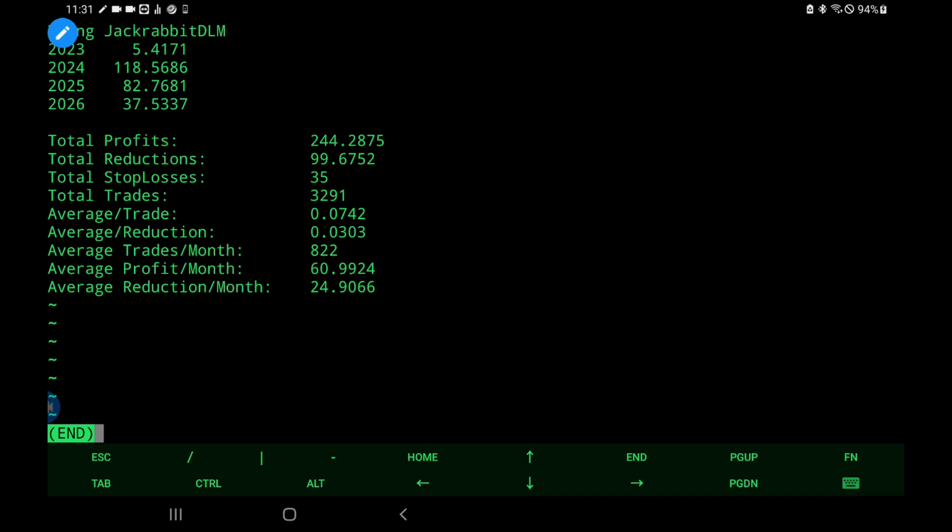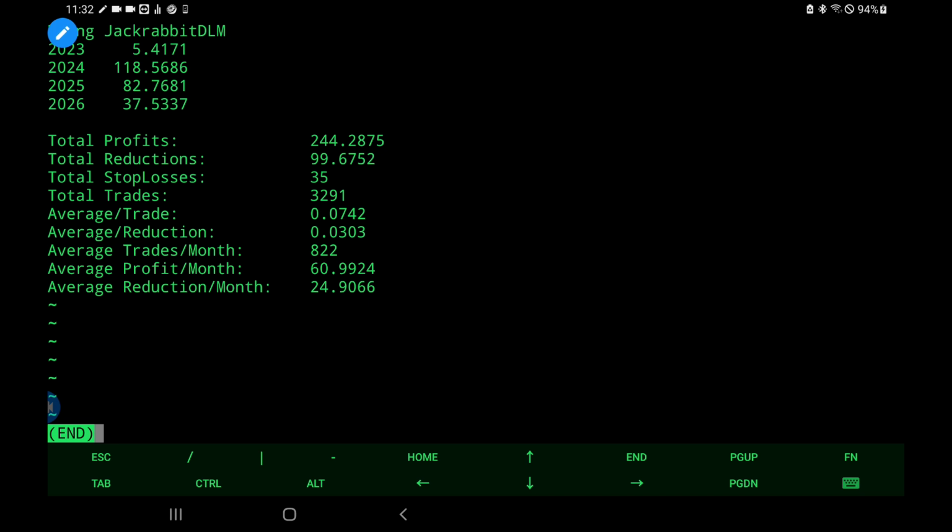I have given back $99 in reductions. I have taken 35 hard stop losses, and I've completed 3,291 trades. I've made an average of 7 cents per trade, and I've given back an average of 3 cents per trade. My average profit per month is $60. My average reduction per month is $24. Now these values are values after the mathematics. So this is $60 to the good every single month after I have given back the $24 for reductions.